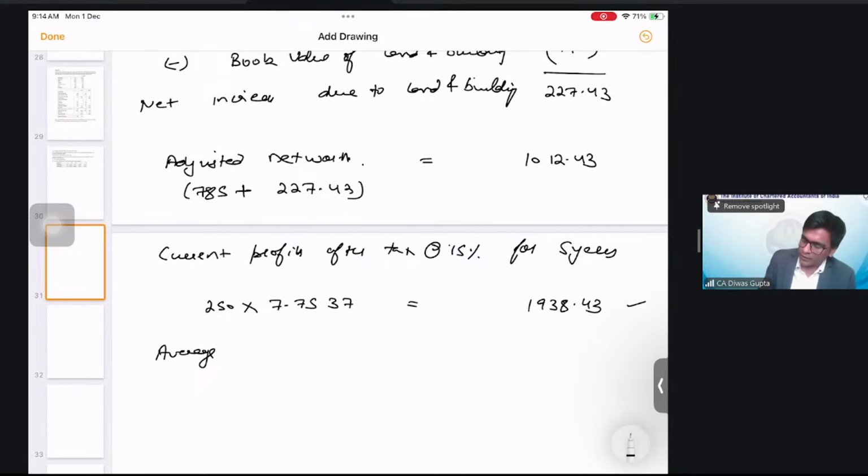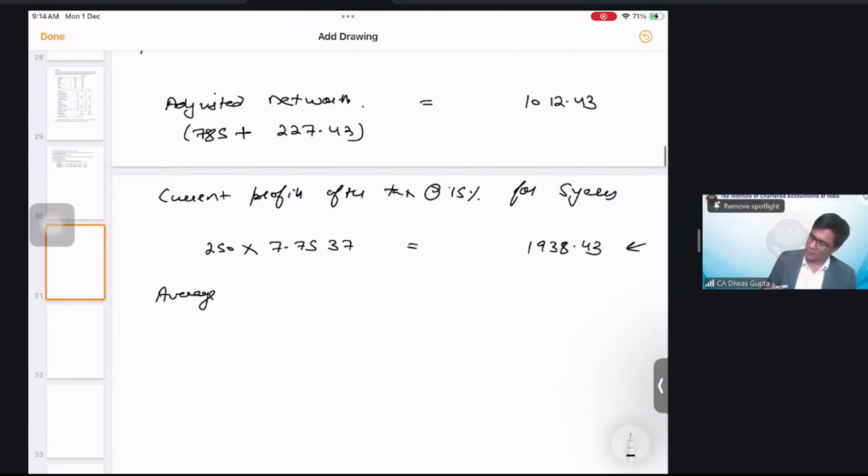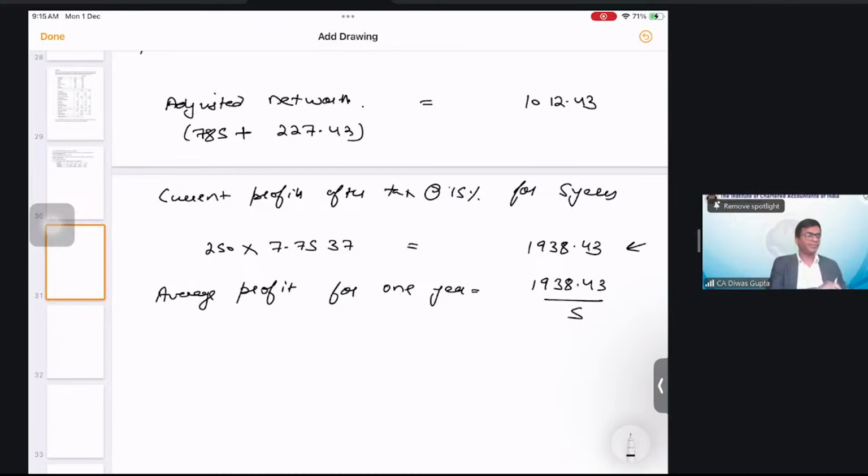So this means that over a period of 5 years, you will be able to accumulate this much. So average profit for 1 year will be 1938.43 divided by 5, which is actually 387.69.